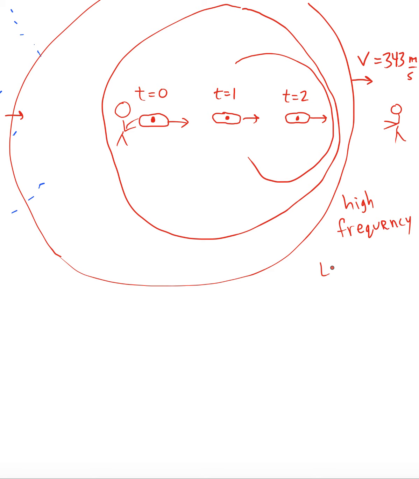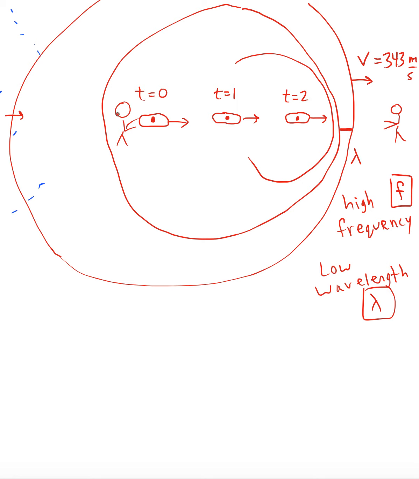And we also see that there will be low wavelength. The wavelength is the distance between the crests. It has the letter lambda. Frequency has the letter F.